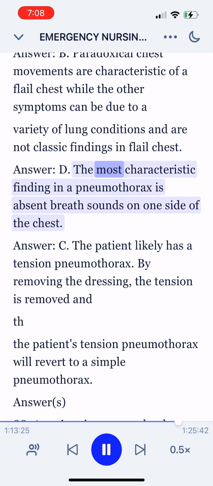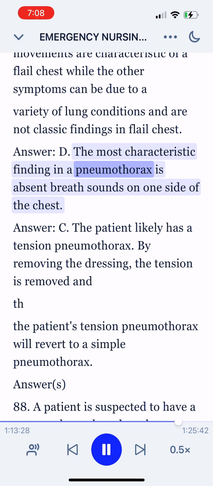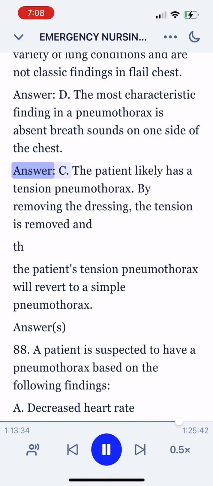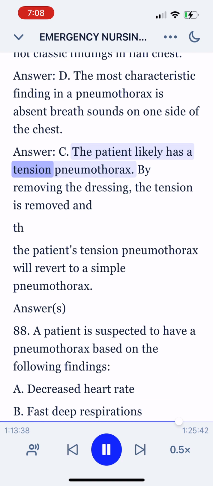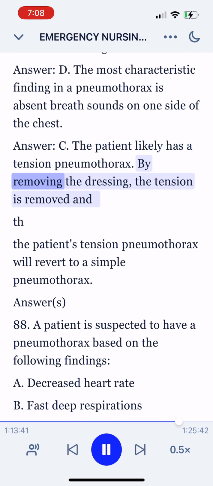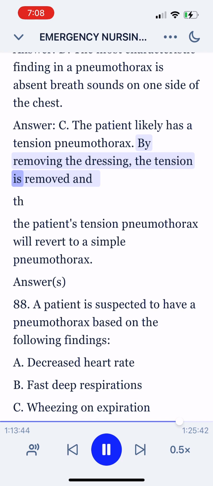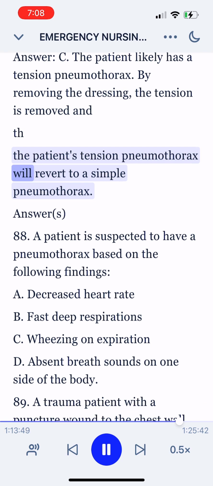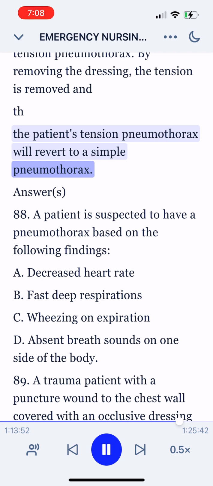Answer D. The most characteristic finding in a pneumothorax is absent breath sounds on one side of the chest. Answer C. The patient likely has a tension pneumothorax. By removing the dressing, the tension is removed and the patient's tension pneumothorax will revert to a simple pneumothorax.